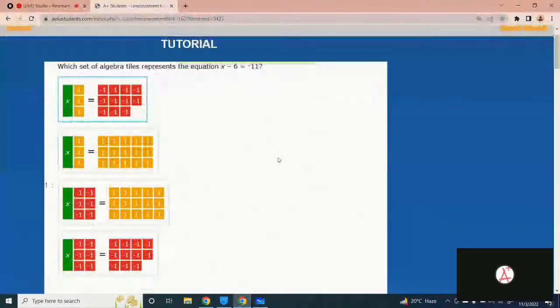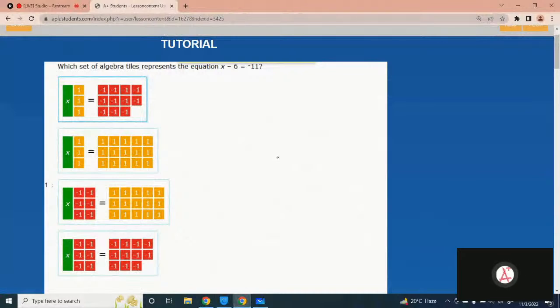Which set of tiles represents the equation x minus 6 equals negative 11? You have to find which of these represents x minus 6 equals negative 11. Here you have negative 6, and negative numbers are always represented by the red tiles. Then you have negative 11 here. Here you have orange tiles, that means a positive number. This isn't the correct option.